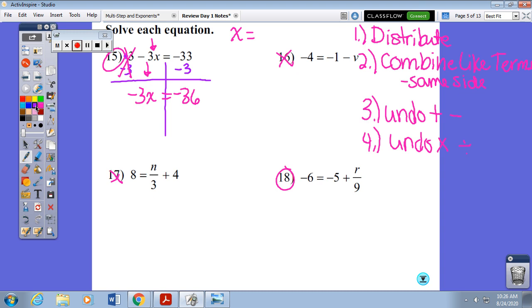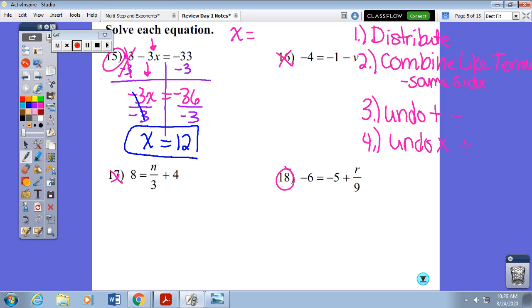Next, negative 3x. Think about what's happening between the negative 3 and the x. It's multiplication. So to undo that, we're going to divide both sides by negative 3. Which means x is equal to negative divided by negative is positive. It's equal to 12. And you can plug that back in to do a check. Right?